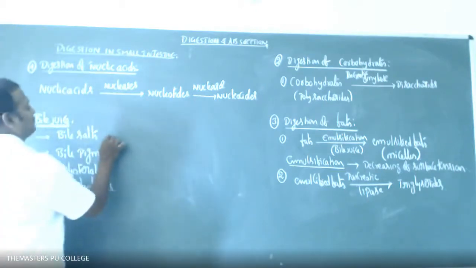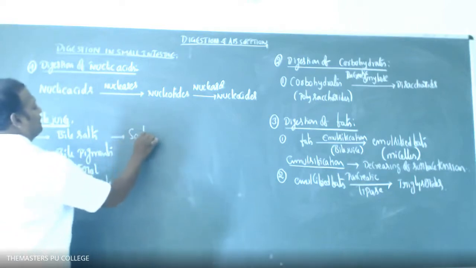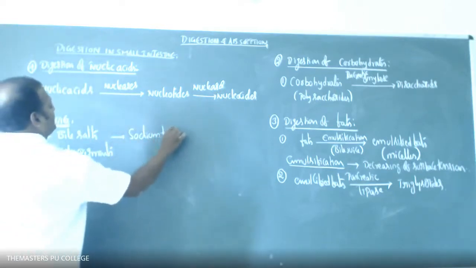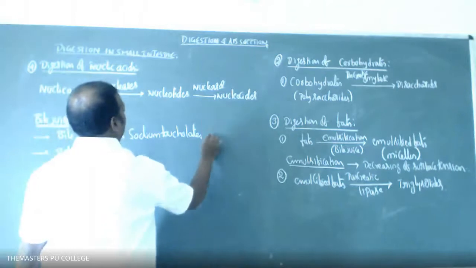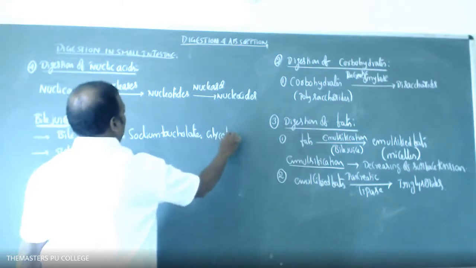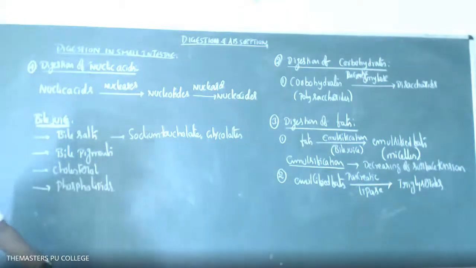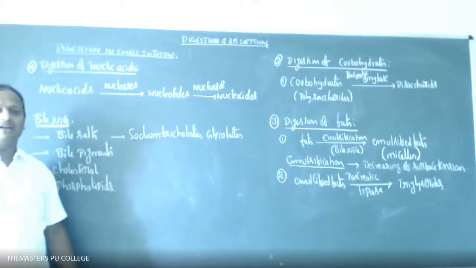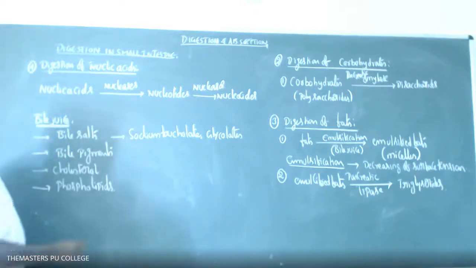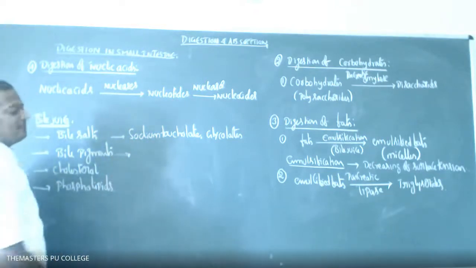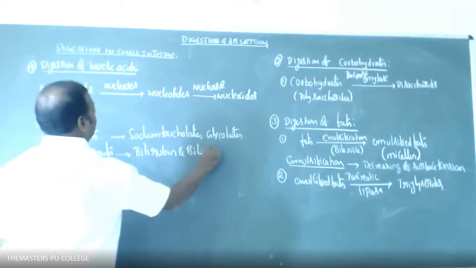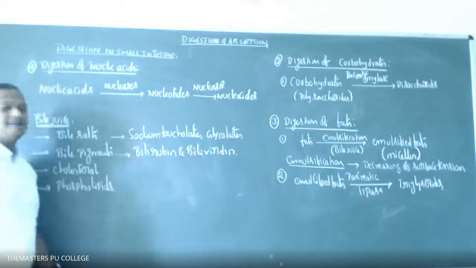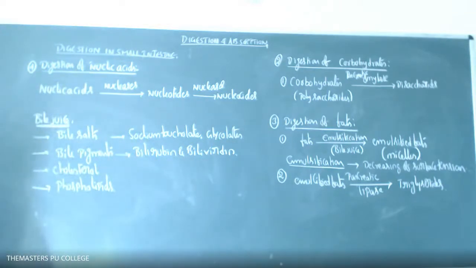So what are bile salts? Sodium taurocholate and sodium glycocholate. Sodium taurocholate and sodium glycocholate are the bile salts. Next, bile pigments. The bile pigments are bilirubin and biliverdin. Bilirubin and biliverdin, those are bile pigments.